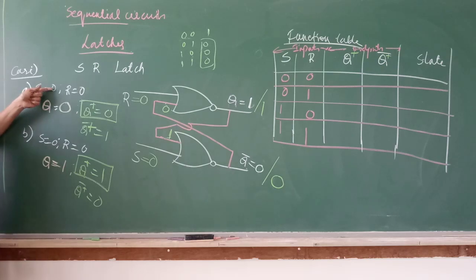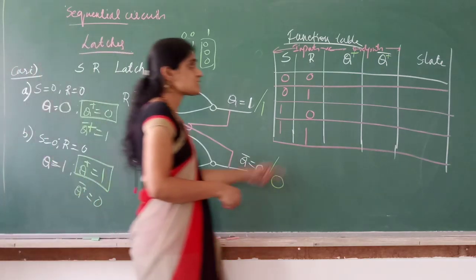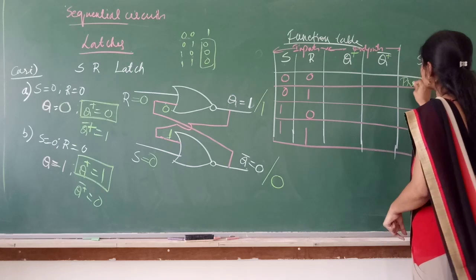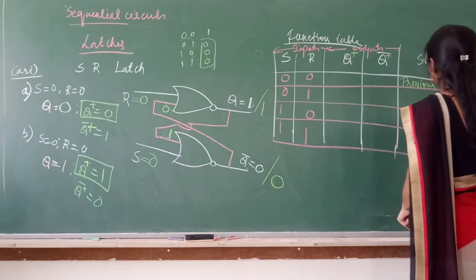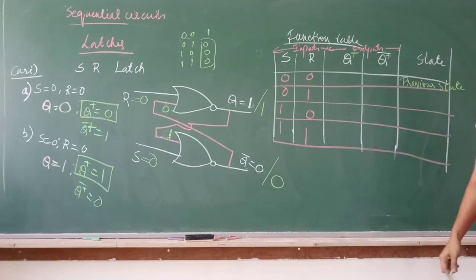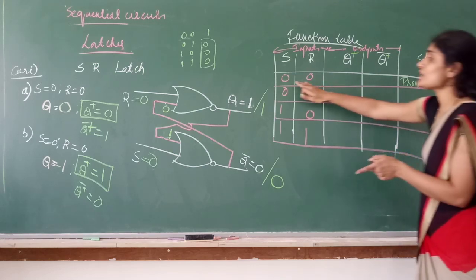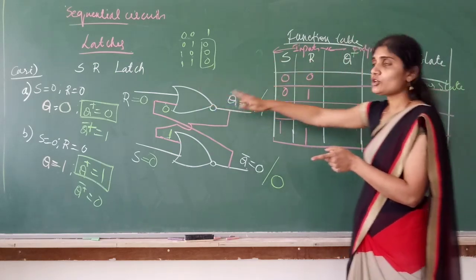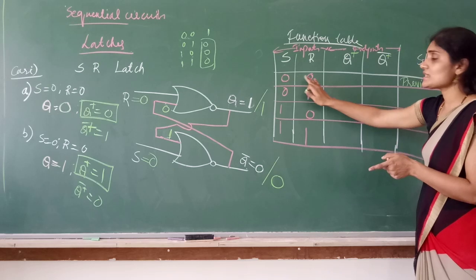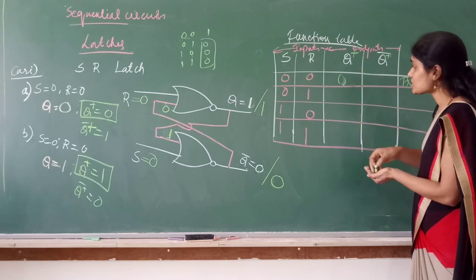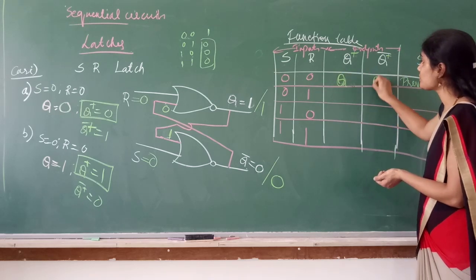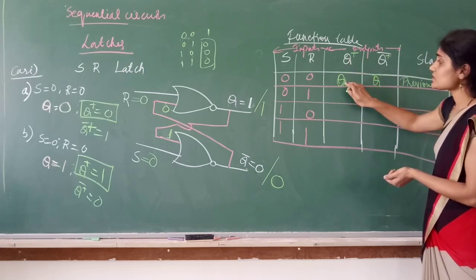So when you give S is 0, R is 0, what is the output you are getting? What is the state of the flip-flop? Same as previous state. If you previously had stored 0, now also it is 0. Previously if you had stored 1, now also it is 1. So state of the latch will not change when you give S as 0, R as 0. That means the next state is same as previous state.